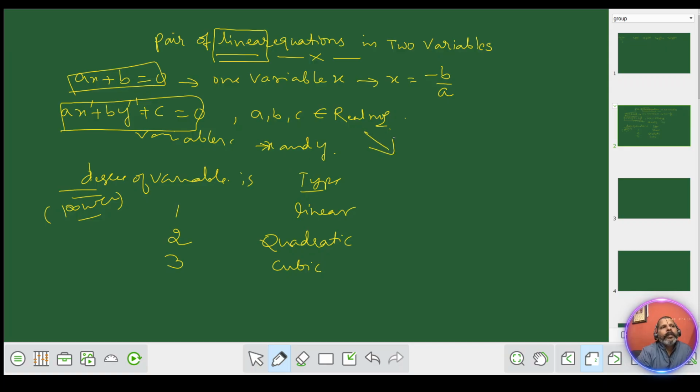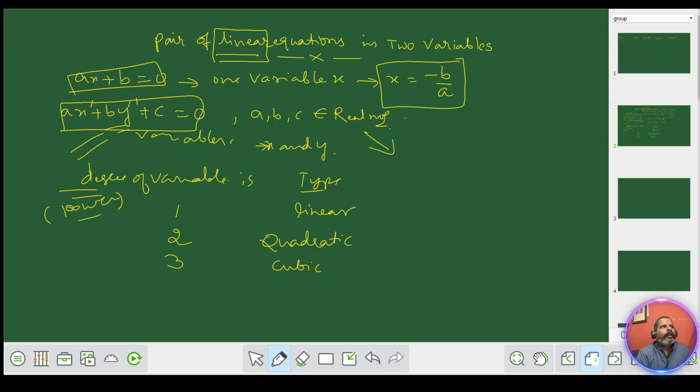Can we find a variable value here directly, just like we found for one variable? No, we cannot find values for x and y because there are two unknowns here. Okay, remember that. So this is the standard form of a linear equation in two variables.